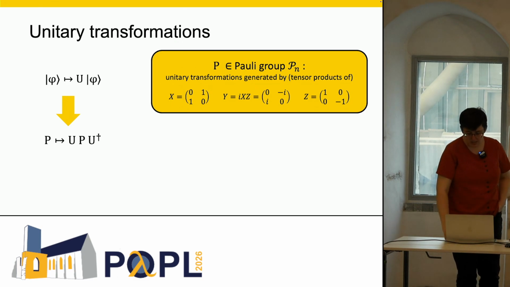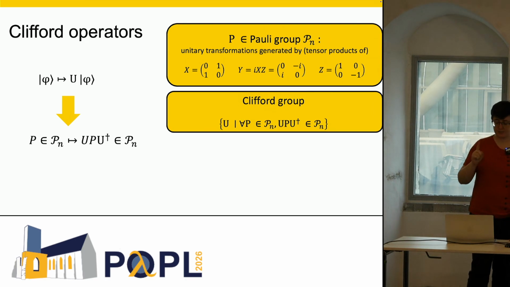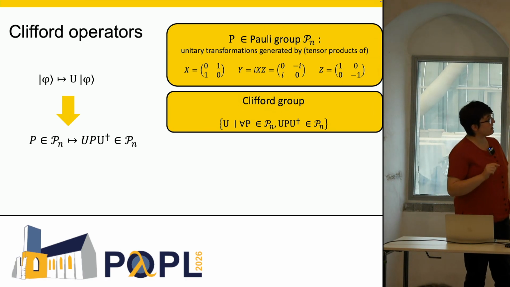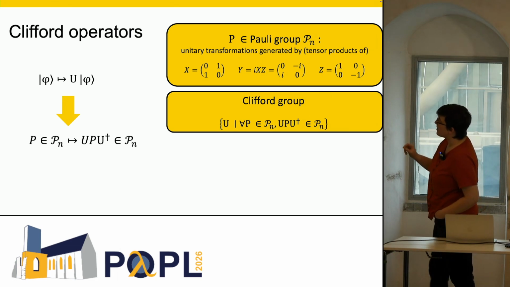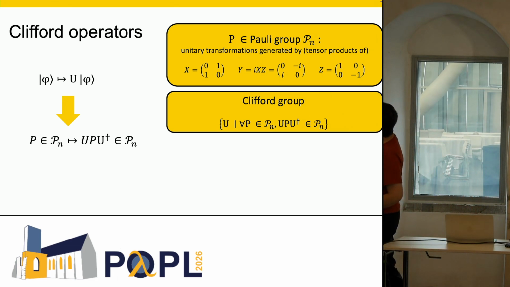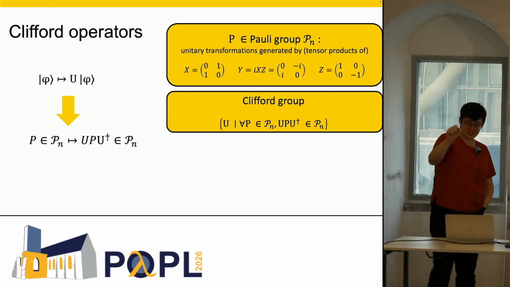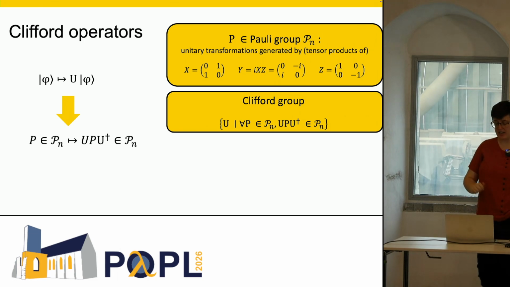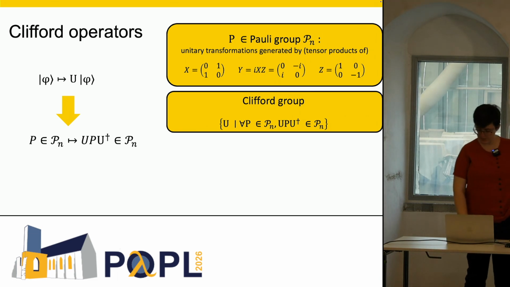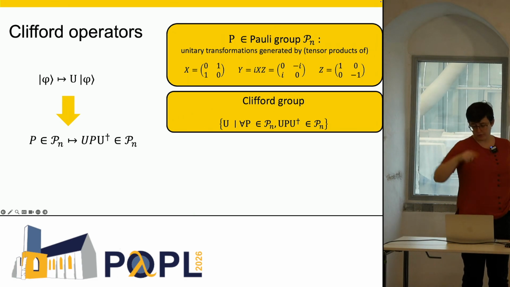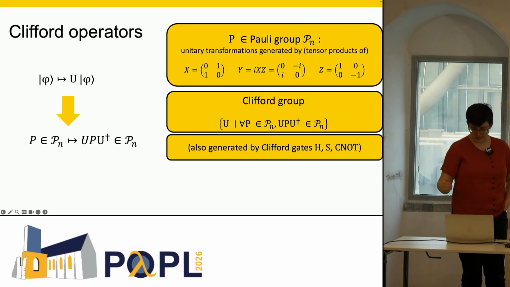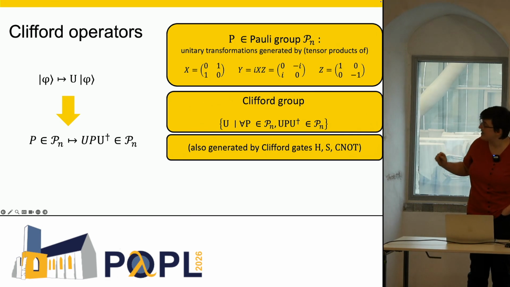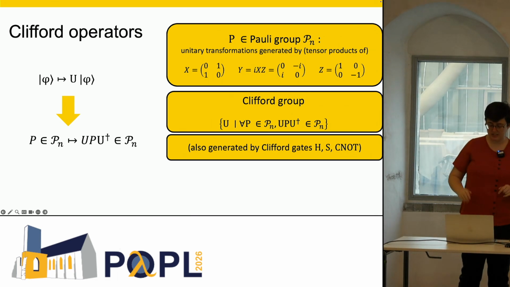Okay, so this is especially true for Clifford operators, which are exactly the unitaries that preserve the Pauli group under conjugation. So the Clifford operators are the ones that when you look at their conjugation action, the result, U P U dagger, is also a Pauli operator. This is the same Clifford group as those generated by the Clifford gates, like Hadamard, phase gate, and CNOT.